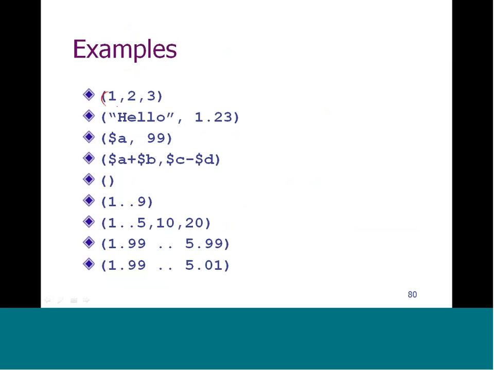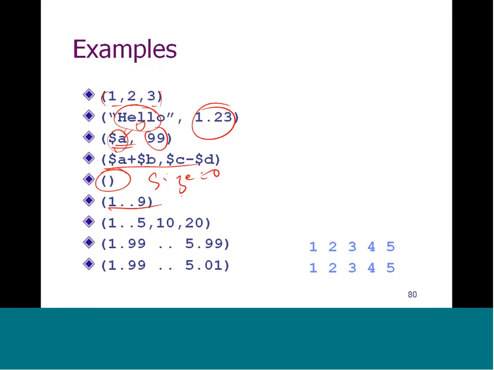So this is an array literal. Basically, the two parentheses, and then the values are enclosed within those parentheses, comma separated. This is another array which has a string as one of the elements, and a number as another element. If you define this, then $A becomes the first element and 99 becomes the second element. Otherwise, this becomes an undef, or a zero if any operations get performed. This one is just an arithmetic operator with an array, and then this is an empty array of size equal to 0, and then we have the range operator, 1 through 9.